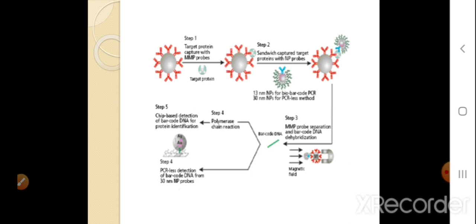In step 3, the MMP probe is separated by means of an external magnetic field which is applied. Now the biobarcode DNA is separated from the nanoparticle. This can either undergo PCR, so that it can be done with chip-based detection of the biobarcode DNA for protein identification, or we can also go in for PCR-less detection of the biobarcode from the nanoparticles. This is one of the studies which have been used for the diagnosis of cancer cells.